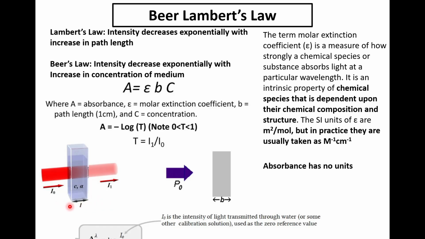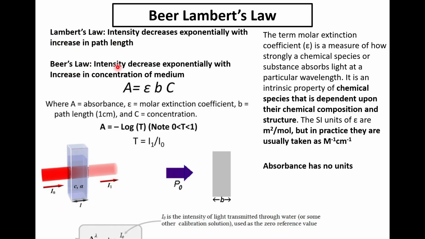Normally there are 1 centimeter cuvettes, 10 centimeter cuvettes. So there are different kinds of cuvettes, and for a cuvette you will have a specific path length only. So it is said that the incident intensity of the light decreases exponentially as the path length increases. That is Lambert's law.